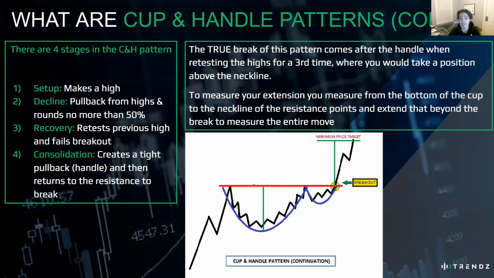To measure that extension beyond the neckline, you have to take the high, the resistance that it first formed, the highest point, down to the middle of the cup. So that would say measure 20 points here. So your extension should be 20 points above that breakout line up to the top. So hopefully that makes a lot of sense.